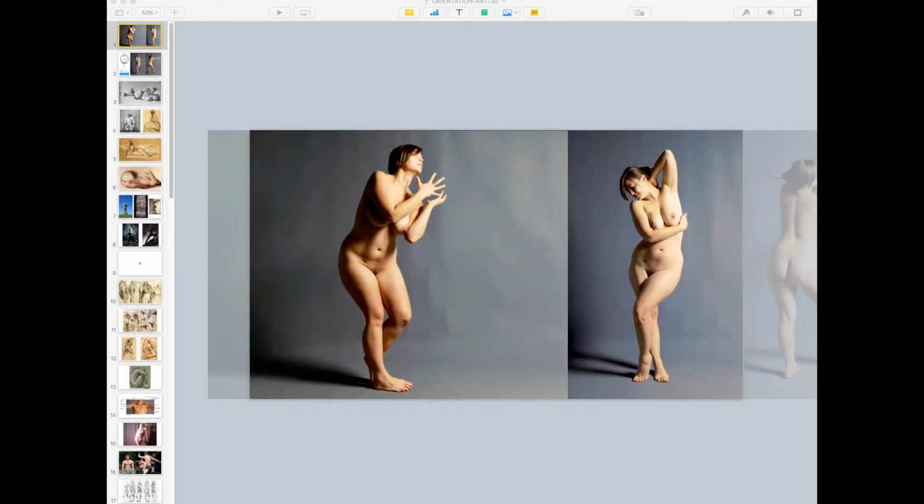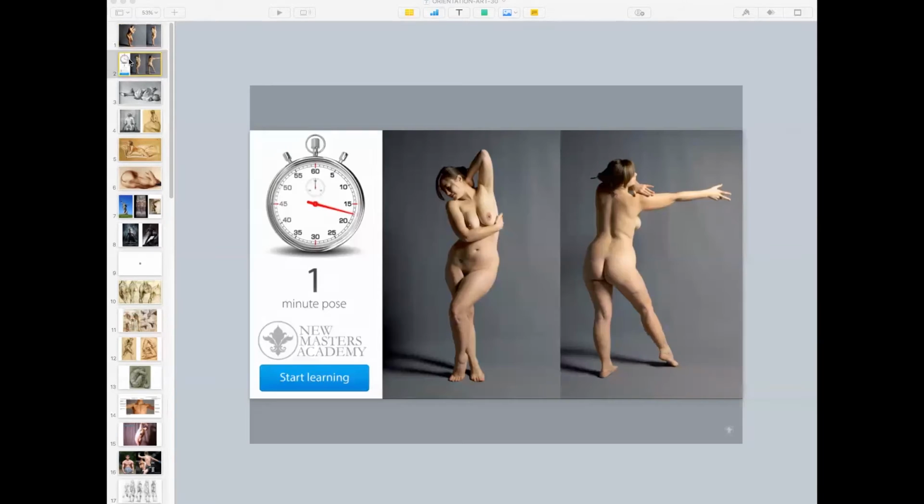I wanted to go over some of the details and structure of the class with you and show you some images of what we can expect to be covering. We'll be drawing primarily from recordings of poses of models, and we'll be drawing from direct observation.